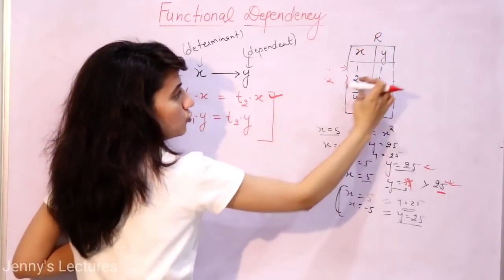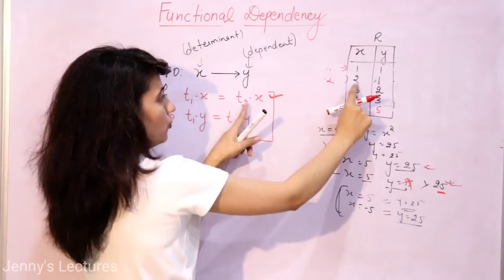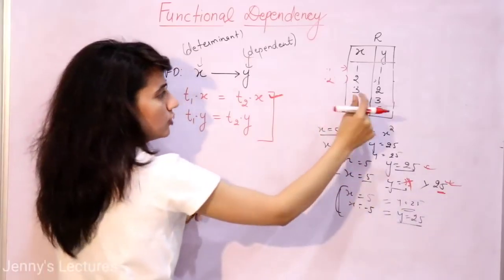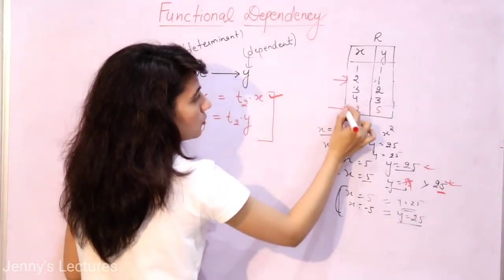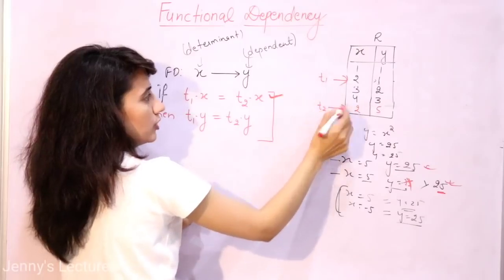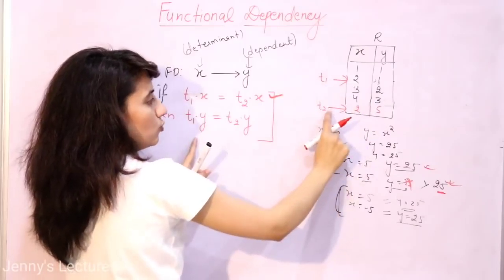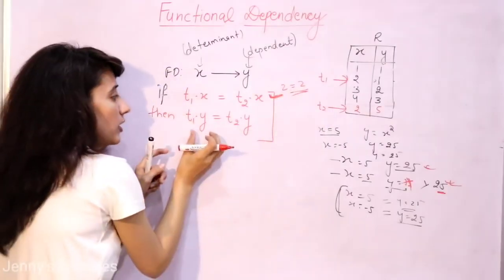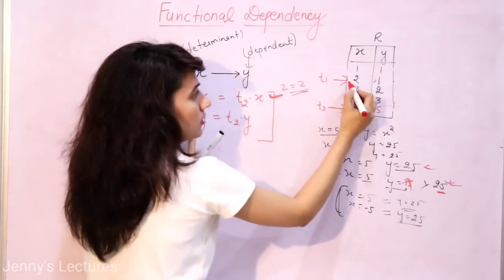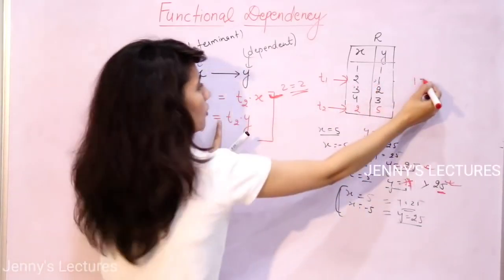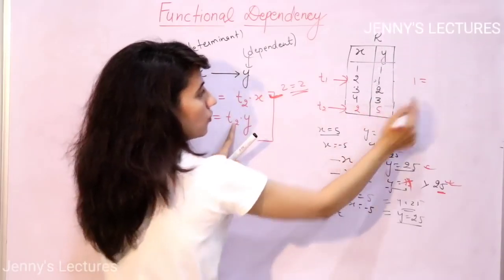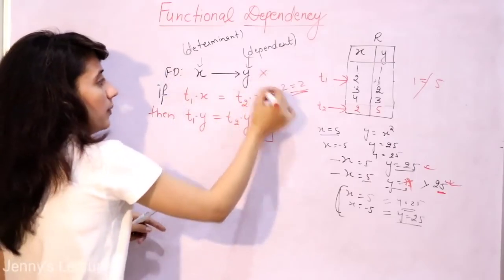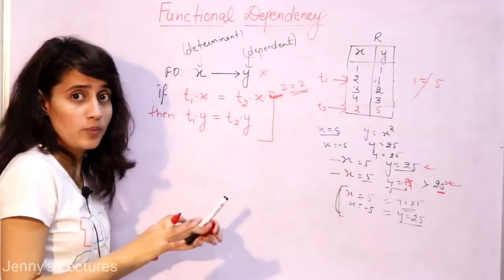Now suppose I am taking these two tuples, 2 and 3. In one tuple the x value is 2, in the other it is 3. Is it the same? No, so we will not check the y value. Now check this tuple and this one. Suppose this is t1 and this is t2. t1.x is 2, t2.x is 2. Now this condition is true because both are 2. Now you must check the next condition. t1.y is 1, and t2.y, from this row, is 5. But this condition is not true in this case, right? So this is not a functional dependency here. I hope you got my point.